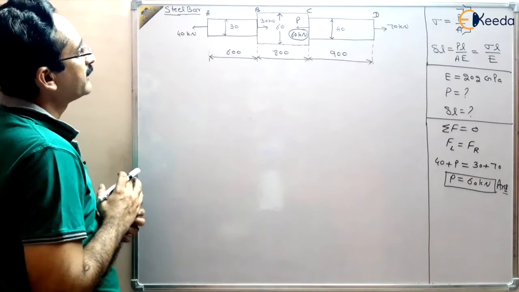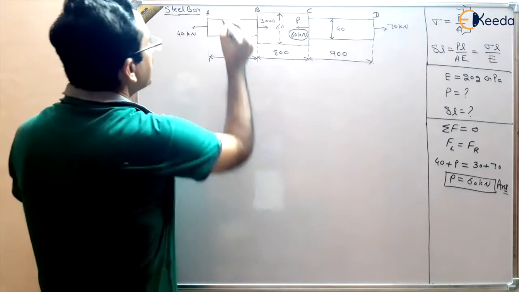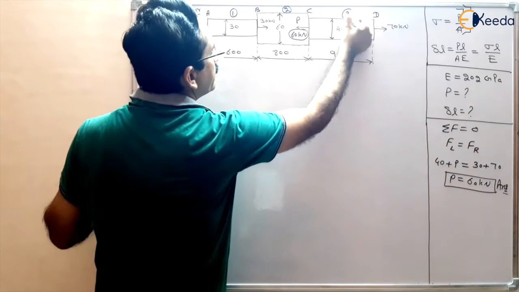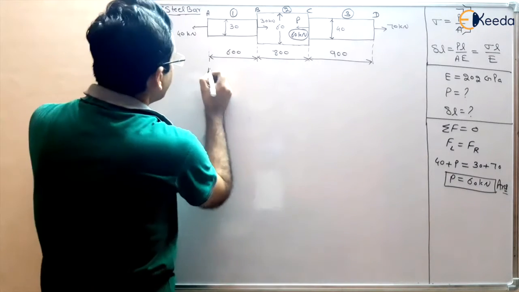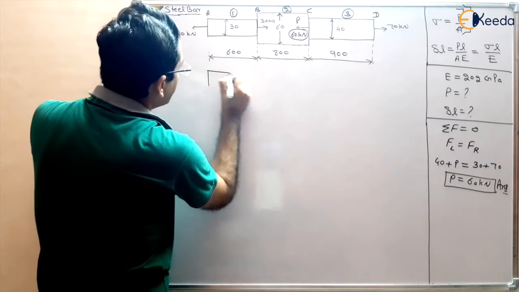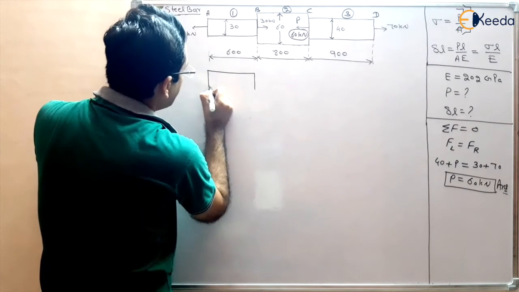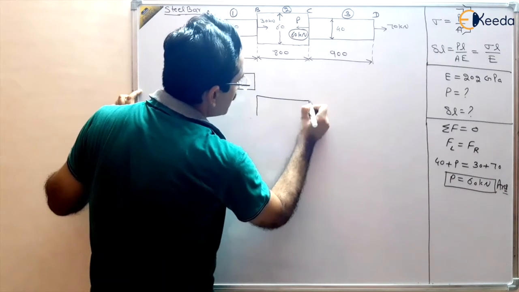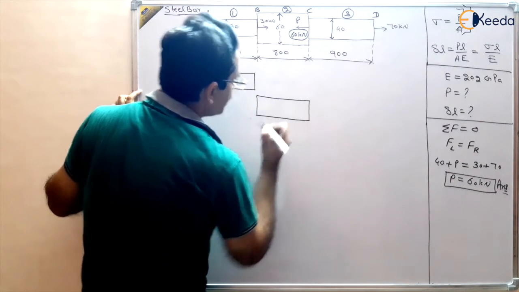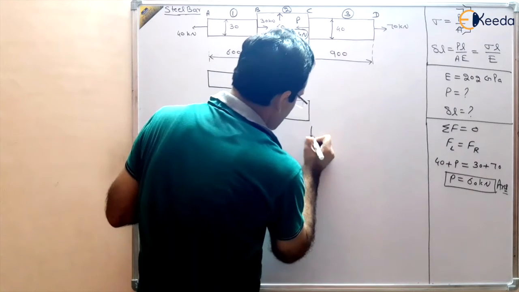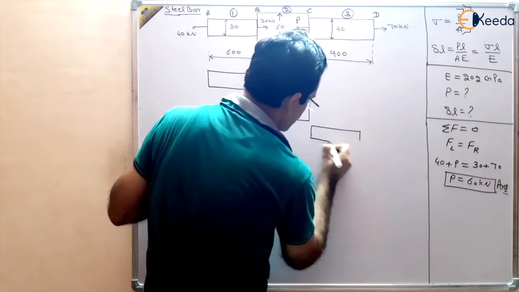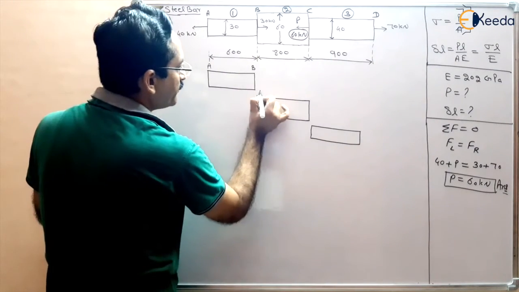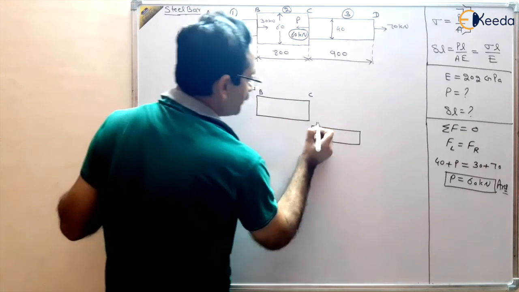So we can divide this bar into three parts. Let us say this is section 1, this is 2, and this is 3. We are dividing this bar into three parts. This is AB, this is BC, and this is CD.